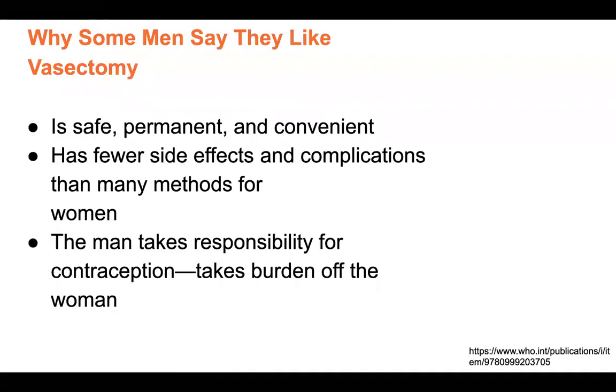Why do some men say they like vasectomy? Because it is safe, permanent, convenient, and has fewer side effects and complications than many other methods for women. The man takes responsibility for contraception, taking the burden off the woman.